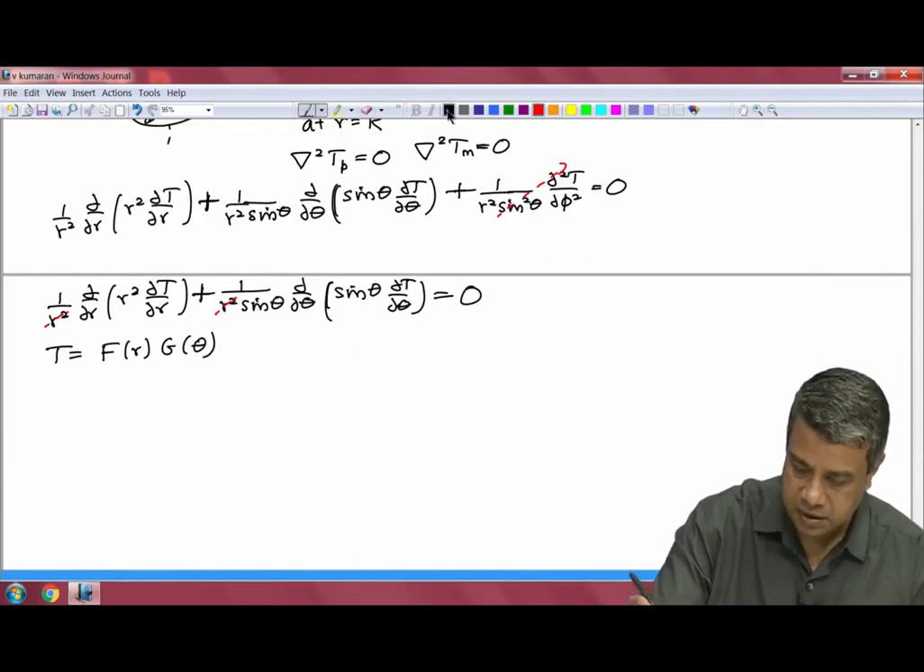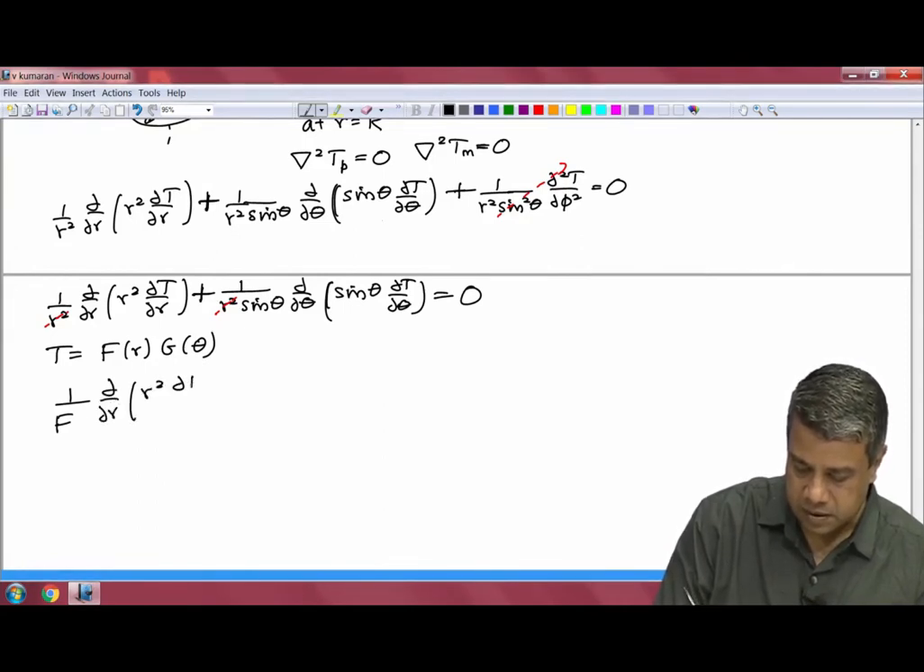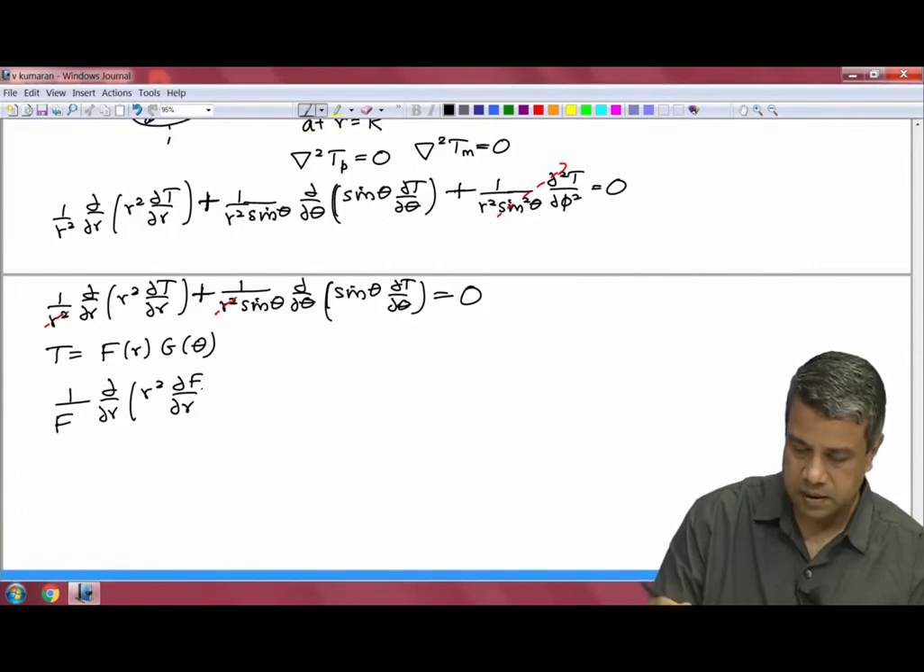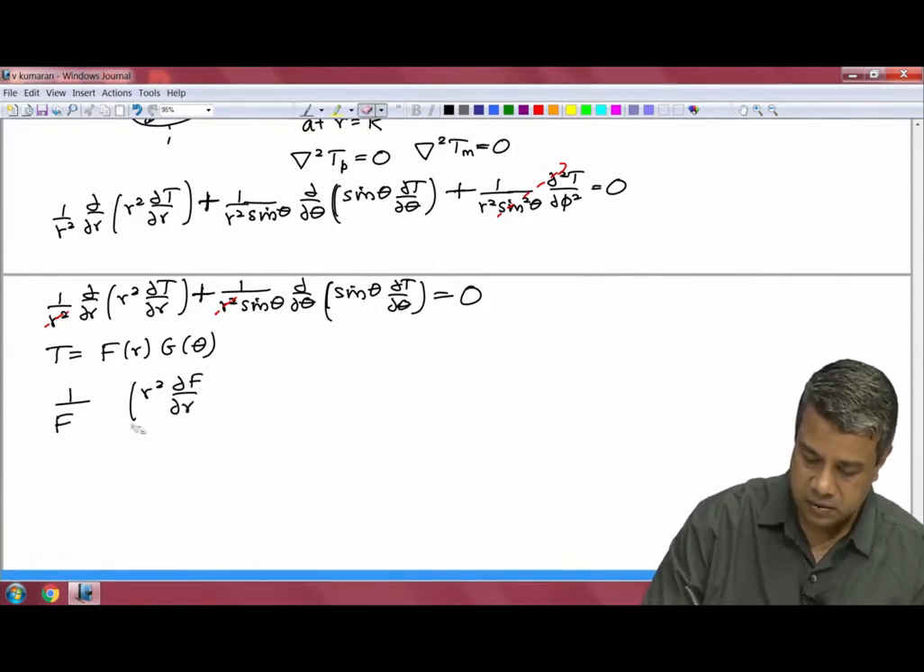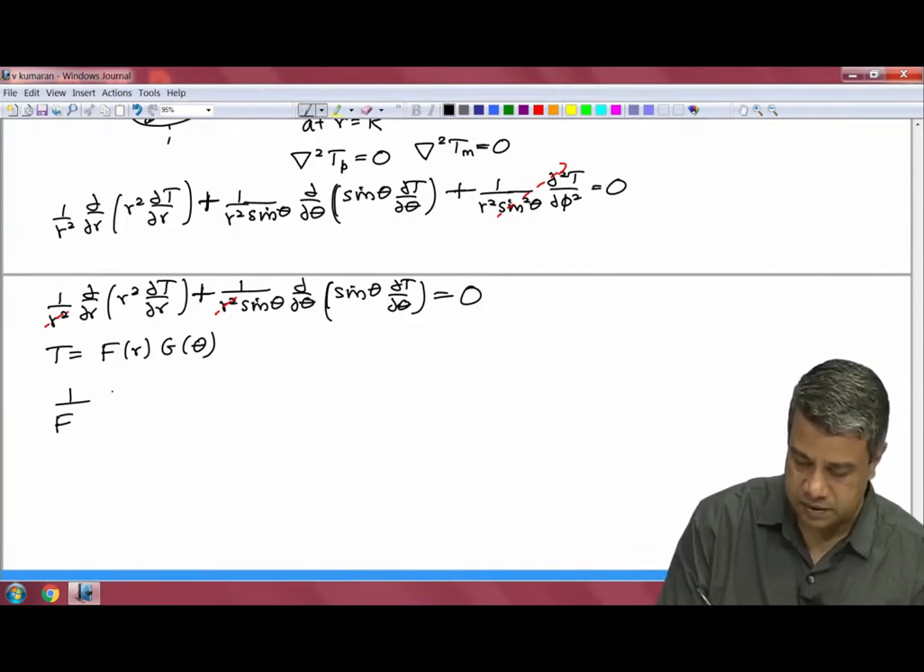So, the equation I will get is 1 over f d by dr of r square partial f by partial r. In this case, they are total derivatives because f is only a function of r and g is only a function of theta.